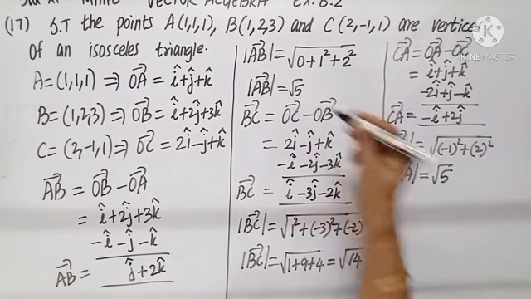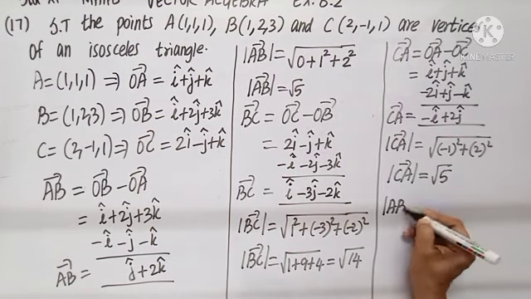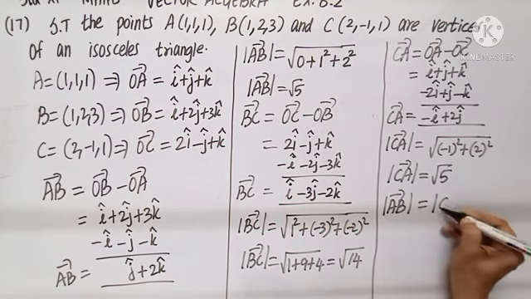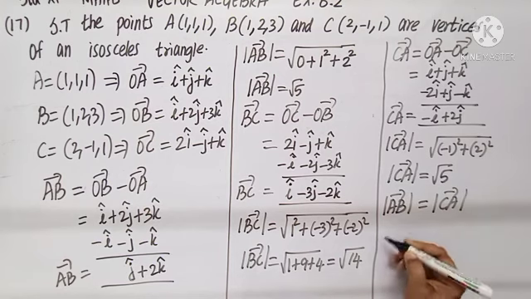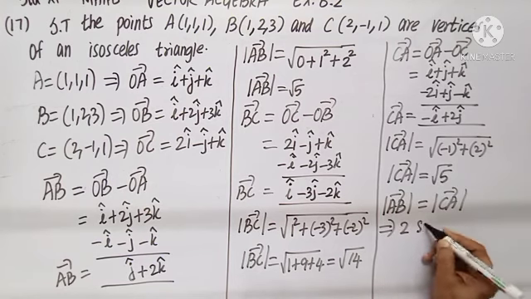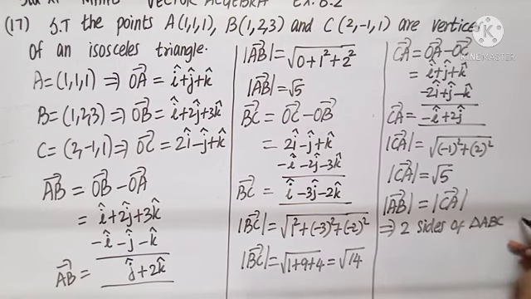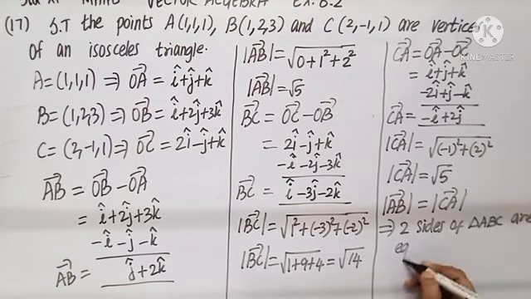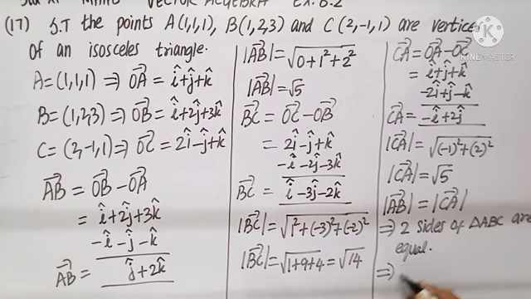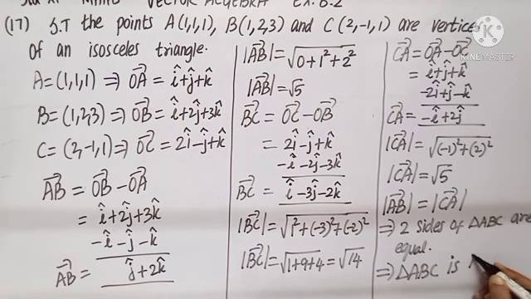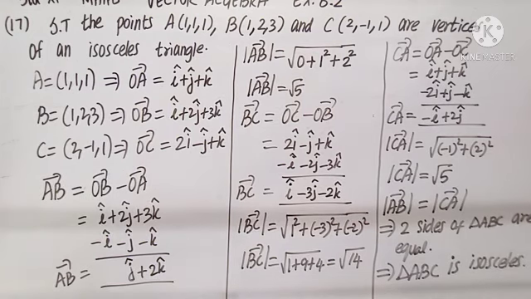Now we are able to show the modulus of AB is equal to the modulus of CA. That implies two sides of the triangle ABC are equal. Whenever I am able to show two sides are equal, I can declare triangle ABC is isosceles. So an isosceles triangle tells us two sides are equal, and we have shown that in the problem.